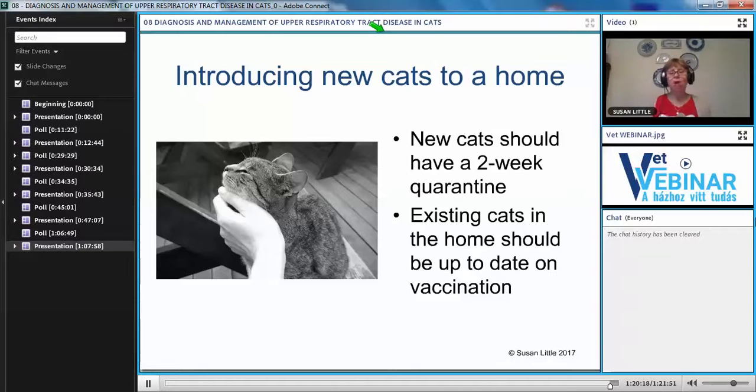And when we've got new cats being introduced to a home, ideally a new cat should be quarantined to make sure they don't have upper respiratory tract signs, so they won't infect existing cats. And existing cats ideally should be up to date on their vaccinations before a new cat is introduced. Often owners don't plan that well, but if they do consult us, that's the type of recommendations we would give.